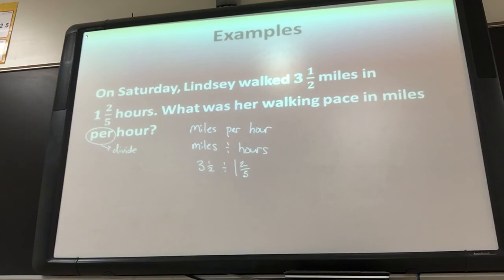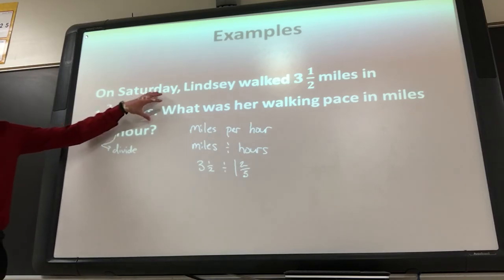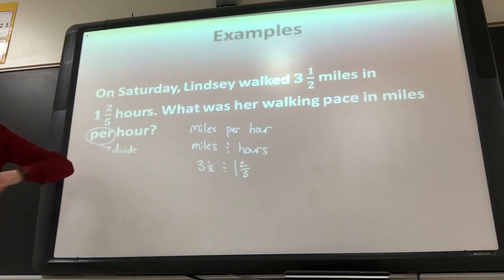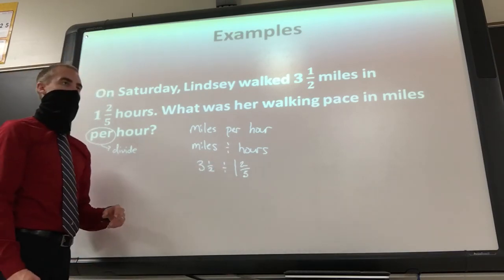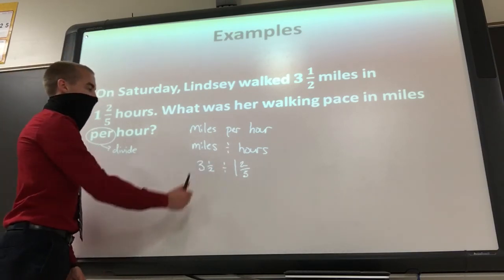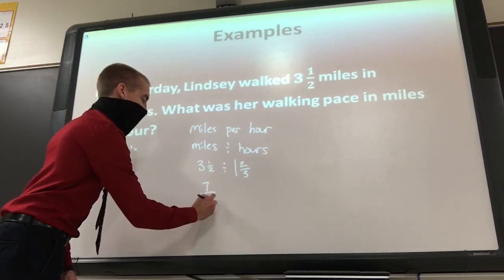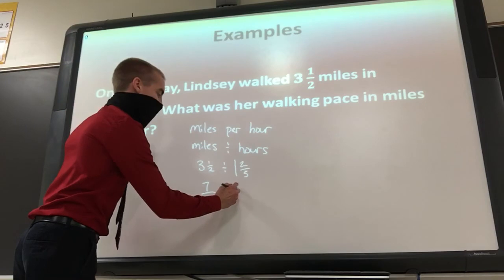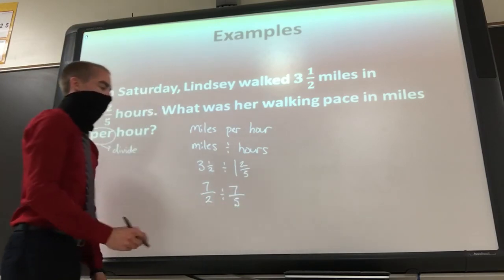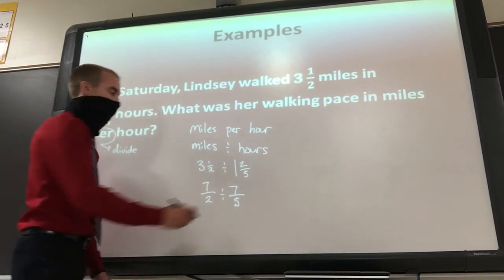Just try and make sure that you guys are aware, it's not always going to be in the correct order in the problem. So you need to look and see how they tell you to set it up based off of these miles per hour and make sure your numbers are in the right order when you divide. So from here, change 3 1/2 and 1 2/5 to an improper fraction. 3 1/2 would be 7 over 2, divided by 1 2/5 would be 7 over 5. And then do keep, change, flip.